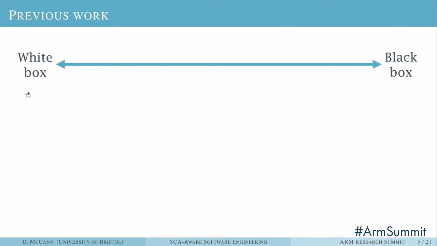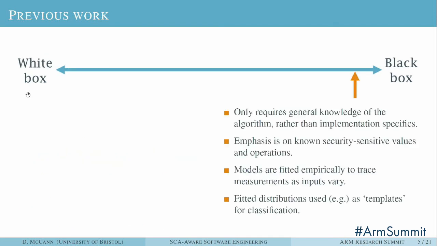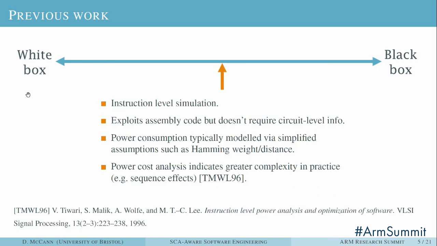So when thinking about previous work, it's helpful to imagine a line. At one end there's white box, and the other end is black box. White box assumes you have a lot of detailed understanding of the design of your device, at the transistor level, and if you know the capacitive loads as well, that's really helpful. You can then build nice models which can give you a nice simulation of your dynamic power consumption. On the other hand, if you don't know anything about the implementation, even of the algorithms, and not just about the actual design of the hardware, you can go to the black box, which just requires a general knowledge of the algorithms, focusing on just security-sensitive values and operations. But then there's also somewhere in the middle, which we could call grey box.